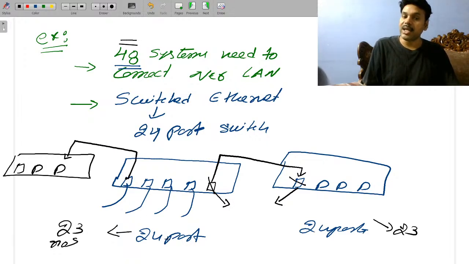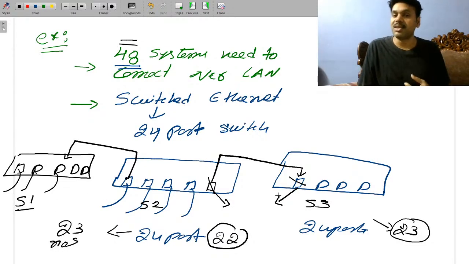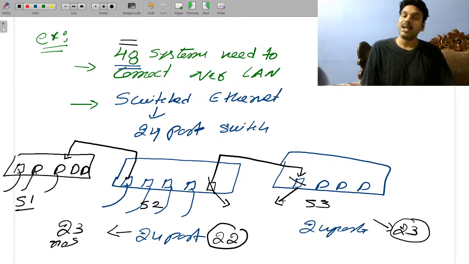So here I cannot keep 24 or I cannot keep 23. I can keep only how many systems? 22 systems here and 23 systems here, and the rest 3 systems, because I have got other ports also. The rest 3 systems I'm going to keep in another switch. So this is switch 1, this is switch 2, and this is switch 3. So how many switches are required? 3 switches required. See the beauty of this question and the logic of this question.